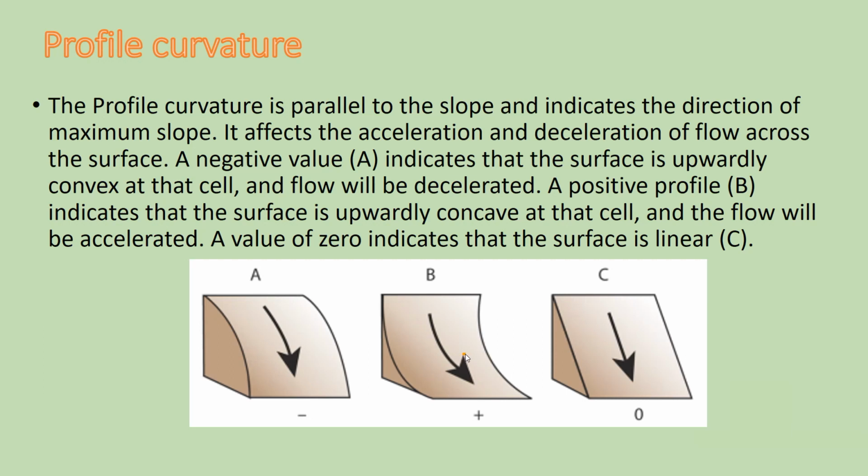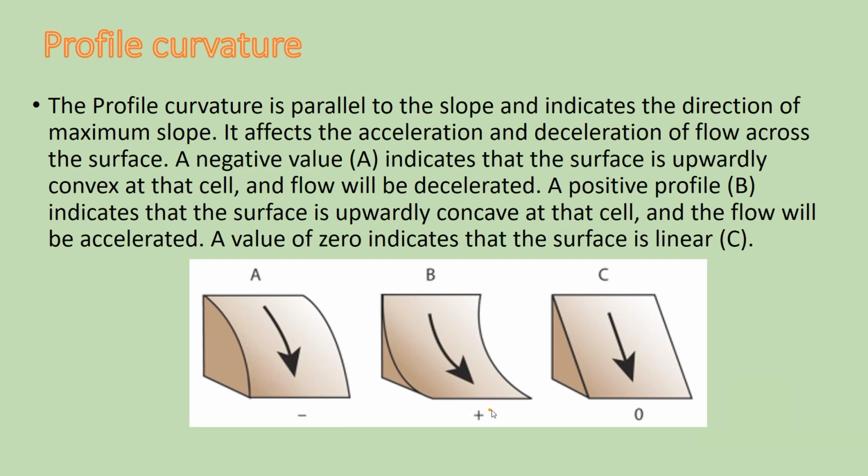Meanwhile, a positive profile value indicates that the surface is upwardly concave at the cell, and the flow will be accelerated. So if water precipitation falls to this area or even this area, the gravity force moves the water stream down at a fast velocity, and this kind of curvature is very prone to severe erosion.